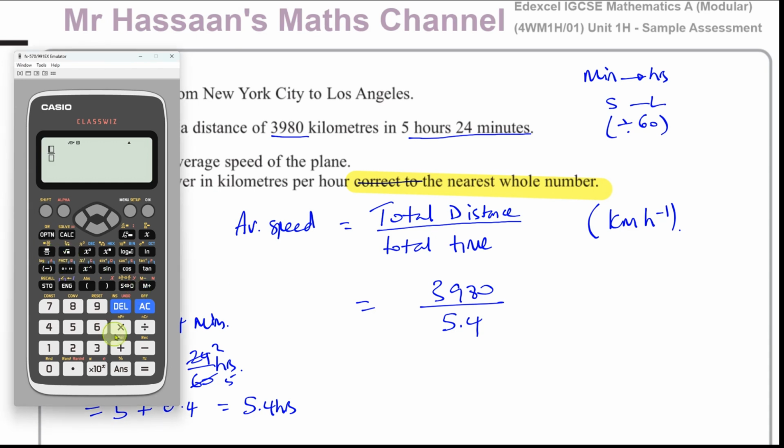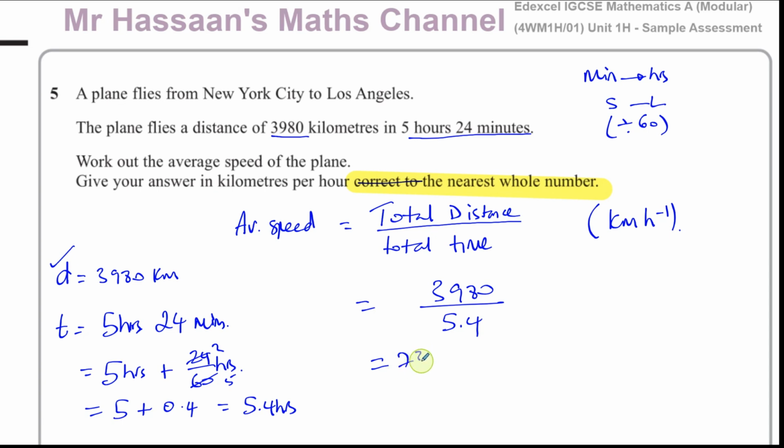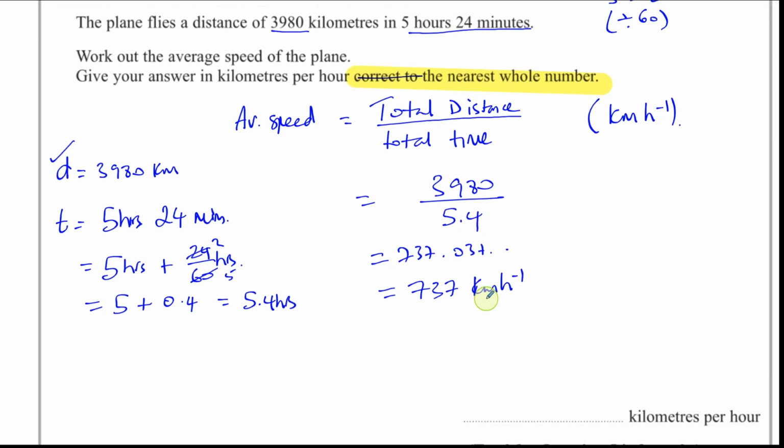Now we can just put this in the calculator, 3,980 over 5.4, and that gives us 737.037037. It's a recurring decimal, 737.037037, and so on. They want the answer to the nearest whole number, so that's going to be 737, and the units will be kilometers per hour. So the final answer is 737 kilometers per hour, and that's the answer to question number 5.